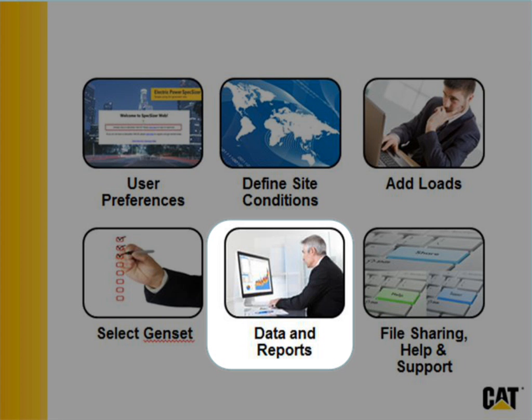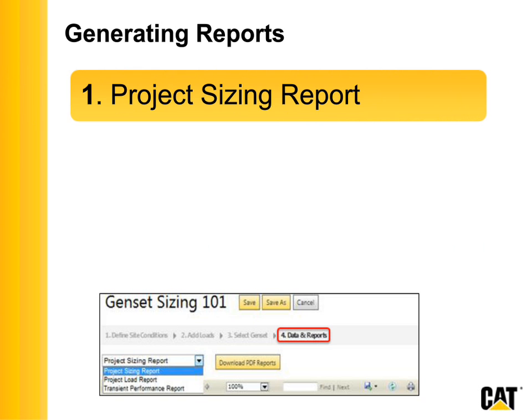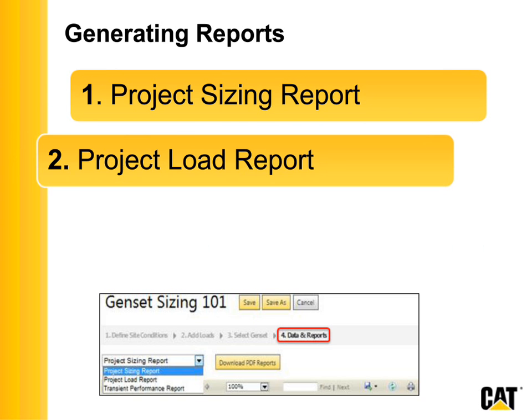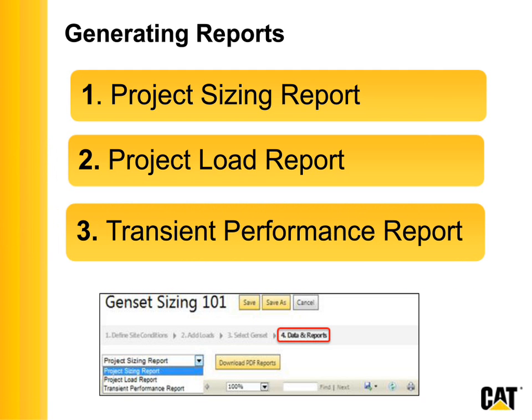Okay, we basically have sized our Genset at this page. What did we do? We specified our site conditions. We added and we sequenced our loads. We selected our Genset. We looked at the Genset details. We know what the selection criteria was based on. Now we want to create some reports. So let's just talk about data and reports here. That's the fourth page, the fourth link within the SpecSizer application.